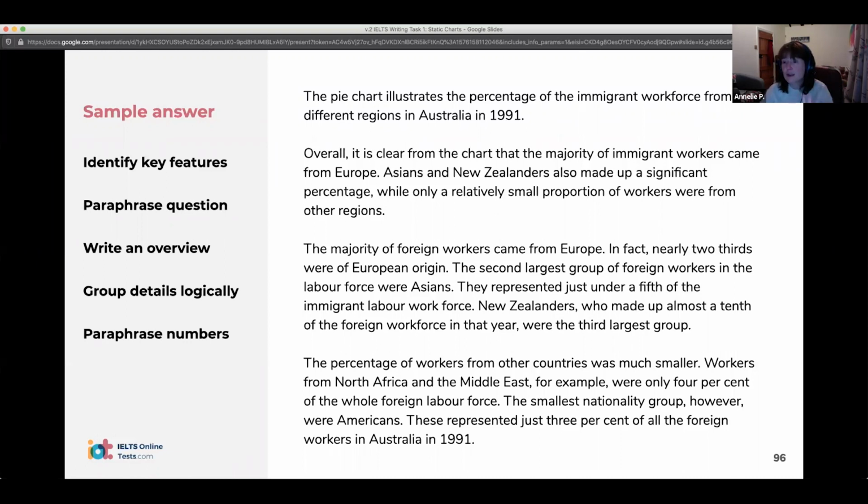Don't just write the percentage if it's in percentages. Paraphrase, use fractions, use ratios if you can, but be careful with the ratios. Fractions always work. Use approximate language, and make sure that you have lots of comparative language in order to show the relationship between the different figures.